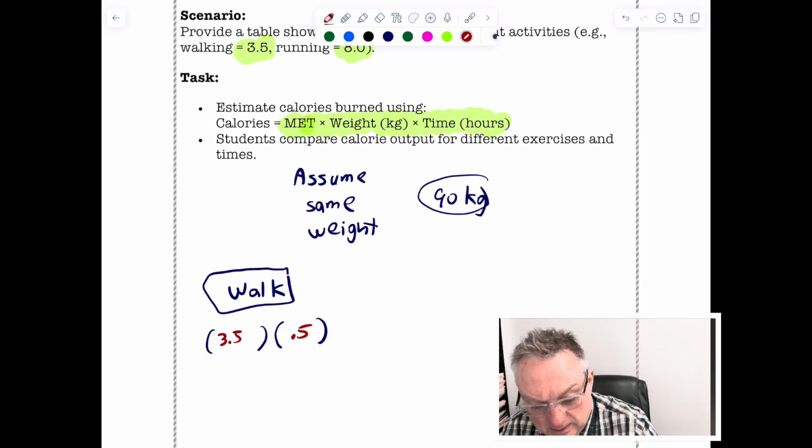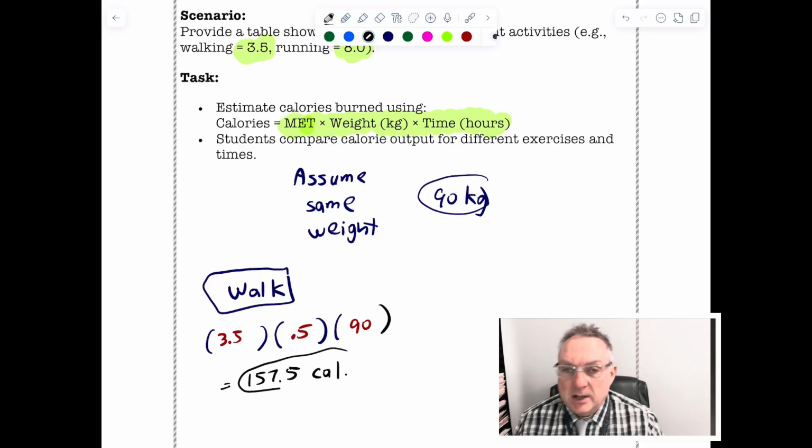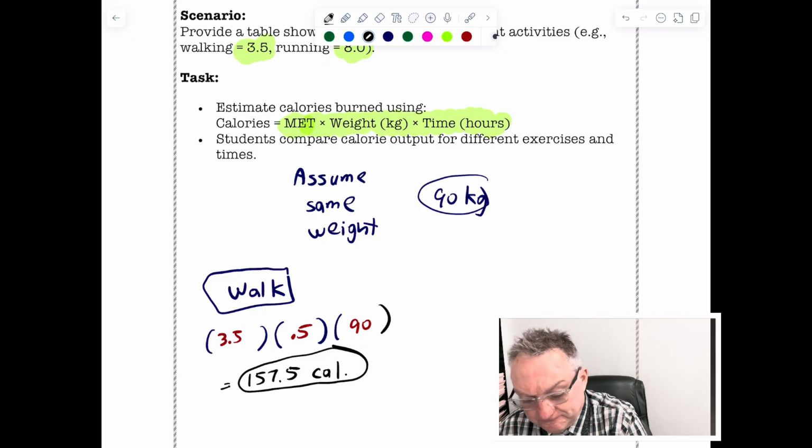And then 90 for the weight. 90 kilograms. And that comes out to about 157.5 calories. And I want to compare that with running.